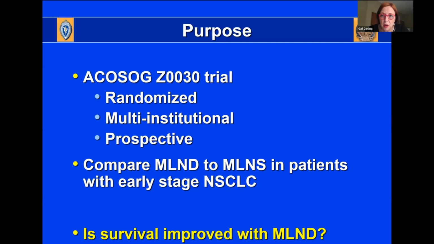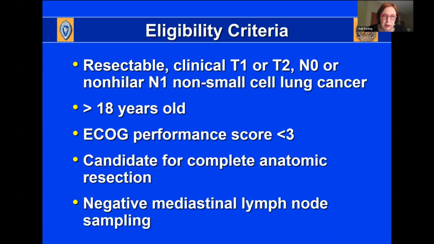So it was a randomized, prospective, multi-institution trial, and we compared a systematic mediastinal lymph node dissection to a systematic lymph node sampling in patients with early stage non-small cell lung cancer. The eligible patients had to have resectable clinical T1 or T2 cancers, N0 or non-hilar N1 non-small cell lung cancer. So they could not have any evidence of enlarged or pathologic nodes in the mediastinum or in the hilum.